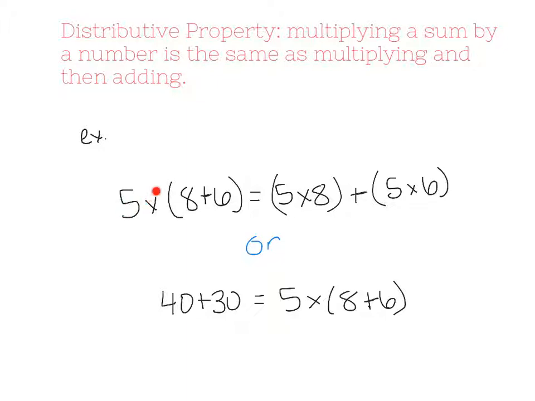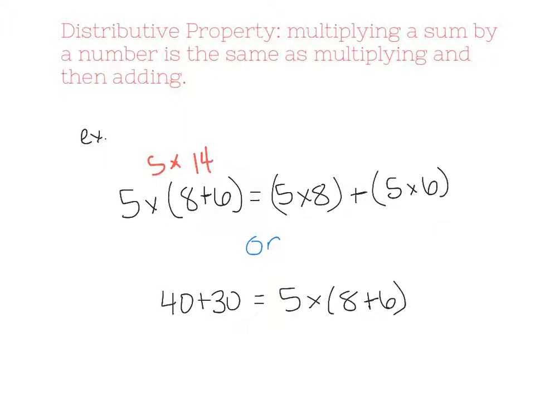So if you have 5 times 8 plus 6. Normally what you could do is 8 plus 6 is 14, and then times 14 by 5. But the distributive property says, well, you know what? You could also look at this as 5 times 8 plus 5 times 6. And that means 5 times 8 is 40.